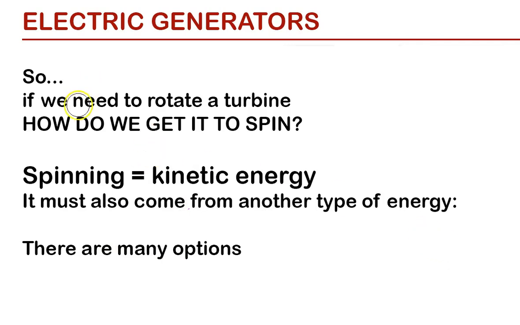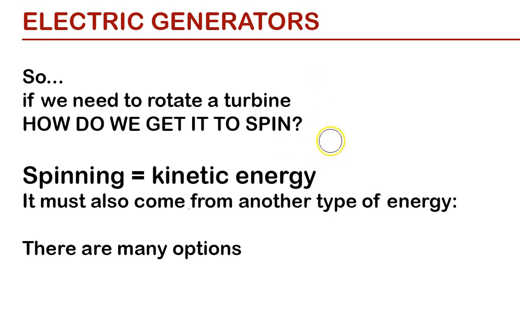So, if we need to rotate a turbine, how do we get it to spin? The spinning is the kinetic energy that is going to be transformed into electrical energy in my generator. But to get the kinetic energy to spin the wheel, that might have to come from another type of energy. And I've got many ways to do this.